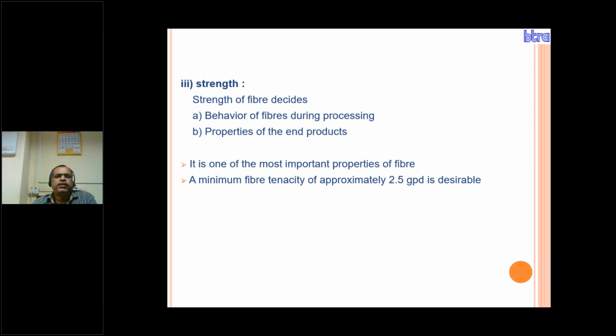Strength of fiber decides the behavior of fibers during processing and the properties of end products. First of all, where we are using the fabric, there should be some strength of that fabric. So the strength of fiber decides how it will be processed. During the processing also there is a requirement of strength, and it is one of the most important properties of the fiber. A minimum fiber tenacity of approximately 2.5 GPD is desired. GPD means gram per denier. Denier is one unit of yarn measurement. I will describe it later.